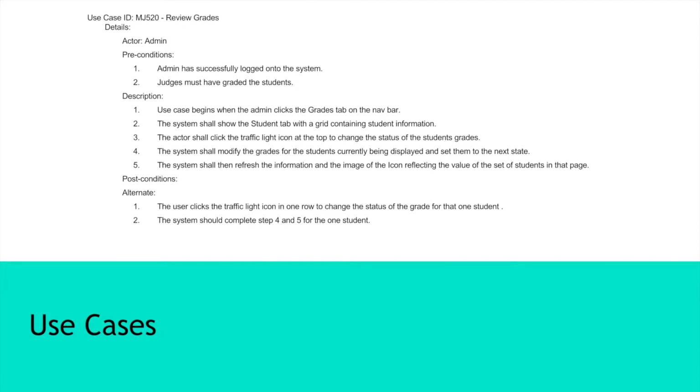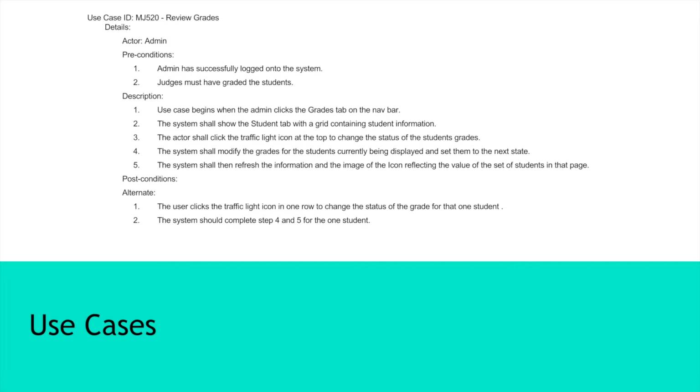So our first use case is review grades. An admin has successfully logged into the system and judges must have already graded the student as a precondition for this use case to work. Once this is met, the use case begins when the admin clicks the Grades tab on the navbar. The system shall show the Students tab with the grade containing the student information.